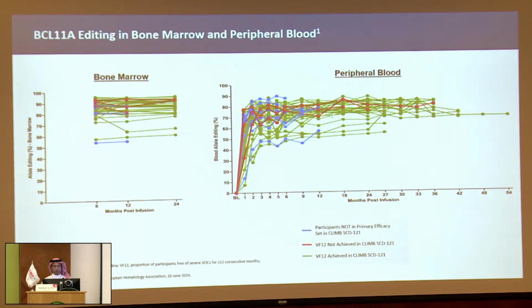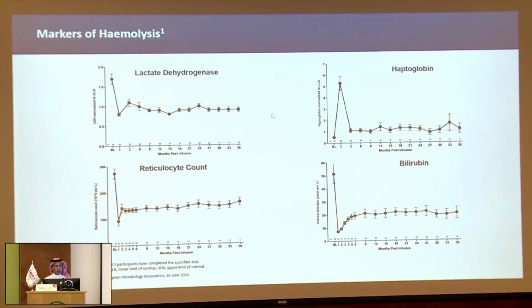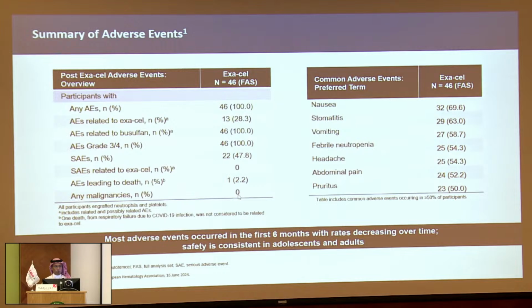In peripheral blood, similarly, as you can see, significant maintained BCL11A editing at follow-up. Now, markers of hemolysis significantly dropped: the lactate dehydrogenase, the haptoglobin, and the retic count dropped, in addition to bilirubin.